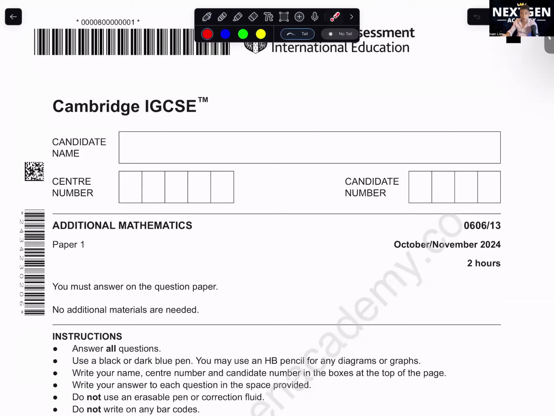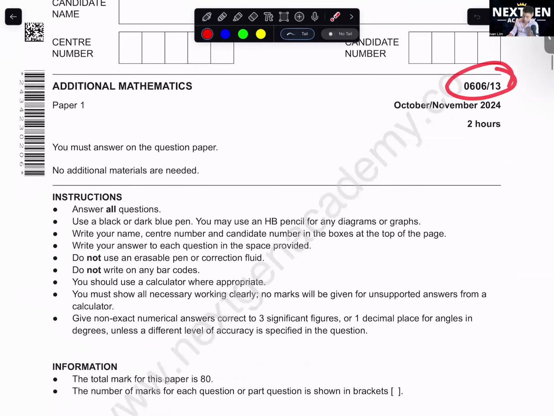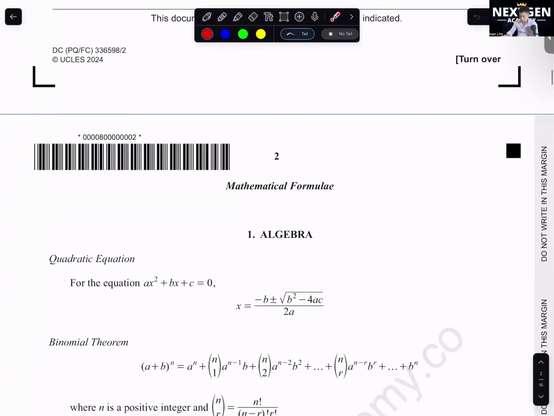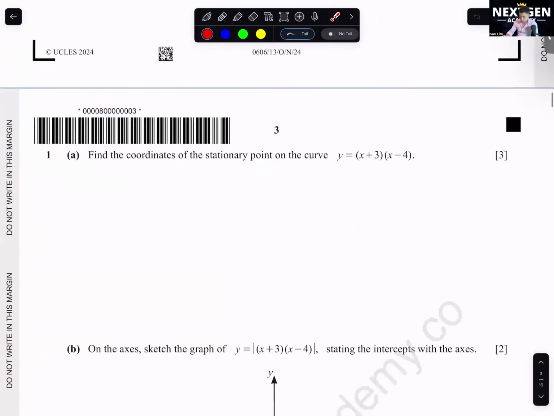Okay, we are going to go through October, November 2024, paper 1-3. This is an 80 marks paper. I will tell you which ones we don't use a calculator for, for the sake of practicing for your new paper 1. Please ask me if you have anything, and let's go.